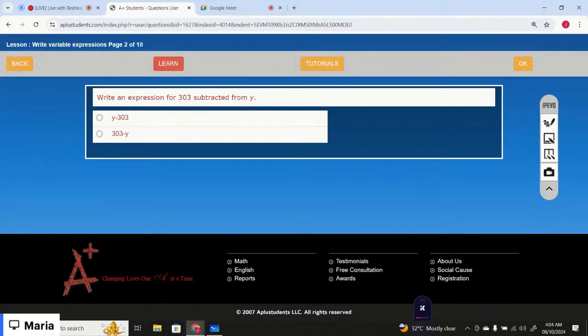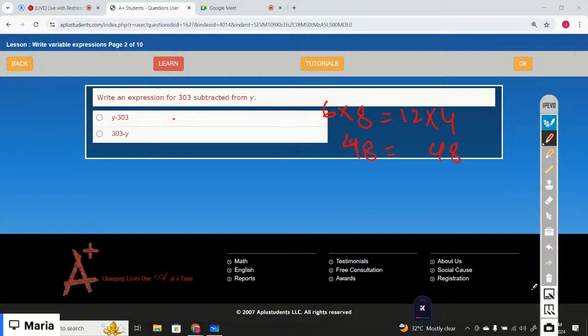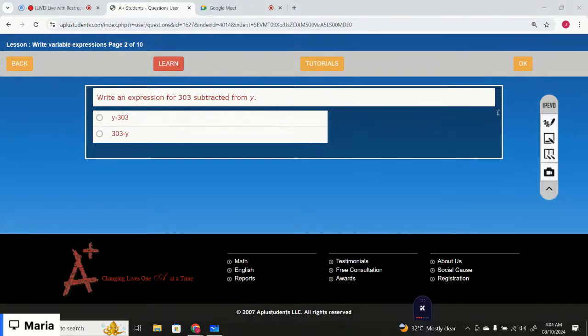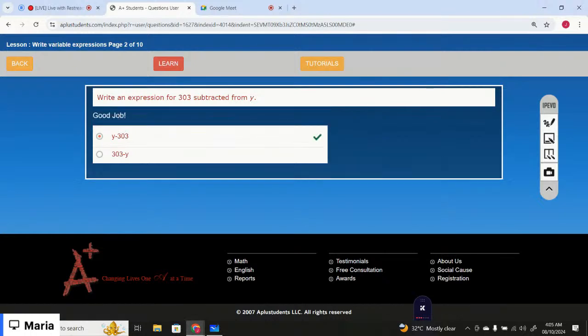The next one is write an expression for 303 subtracted from y. So which is the correct option? Subtracted from y. So that is y minus 303. Option number 1 is the correct option because 303 is subtracted from y. So that is y minus 303. Option number 1 is the correct option.